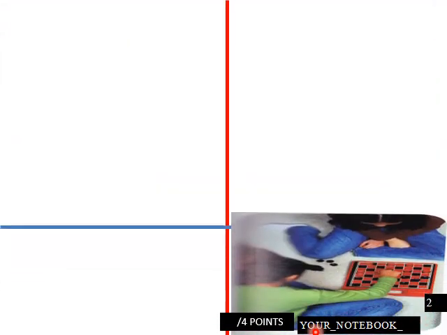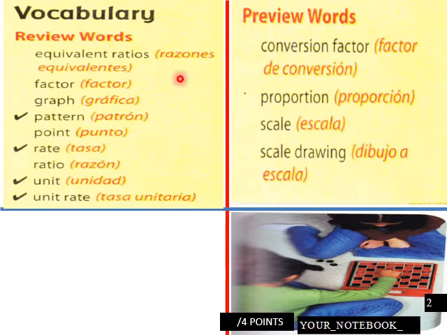Page 2 of your notebook, students. This goes in your notebook. Vocab words, review words, and then preview words. Here's the first time we've seen these: conversion factors, proportion, scale, and then a scale drawing. And we have seen these words before.